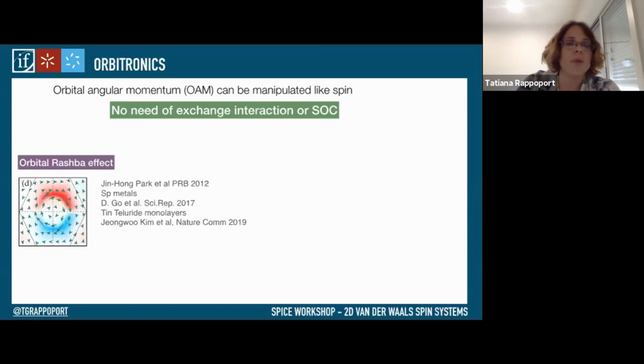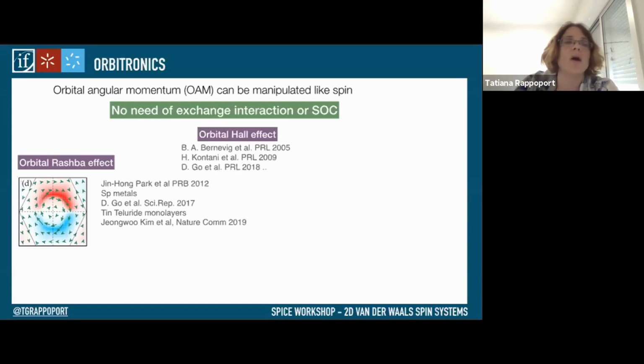Well, it all began with some works from Jin-Hong Park that discussed that the orbital Rashba effect is a generic feature of surface bands, and that can be measured by circular dichroism. And then it was measured in some materials, I will discuss it later. And similar to the spin counterpart, it could be important for the generation of orbital currents.